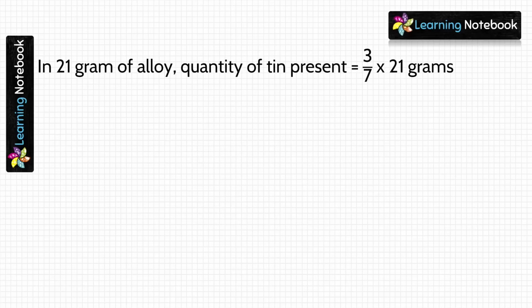Now students, we have to find the quantity of tin present in 21 grams of alloy. For this, we will do 3 by 7 into 21. Simplify this and we get 3 into 3, which is equal to 9 grams. So this means 9 grams of tin is present in 21 grams of alloy.